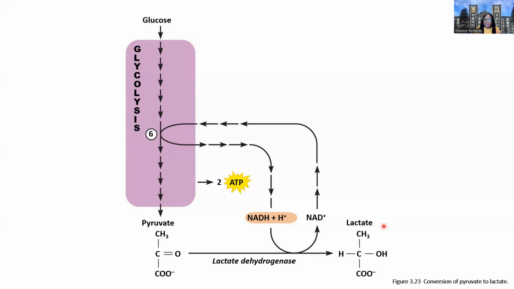This is why we feel that burn in our muscles whenever we're sprinting or doing any sort of activity or exercise where our respiration is not matching our metabolic demands in terms of ATP production. So this is sort of a backdoor pathway to be able to use this pyruvate and turn it into something else to keep ATP production going. This is how we generate it anaerobically.